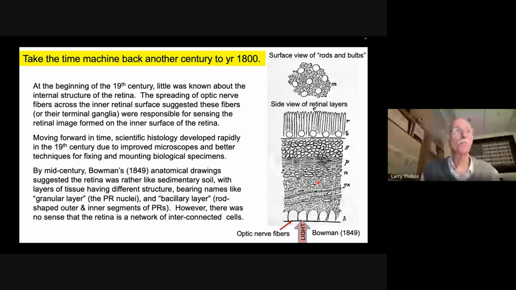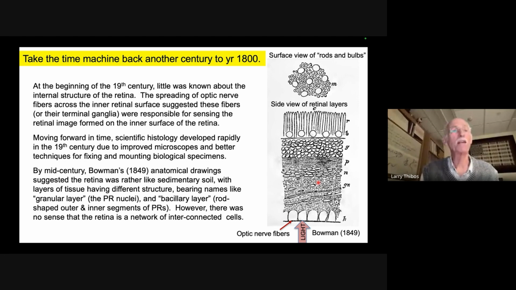Well, moving forward in time, scientific histology developed rapidly in the 19th century due to improved microscopes. The optical quality was improving rapidly, and there were better techniques being developed for fixing and mounting biological specimens, because in those early days, the anatomists were working with fresh tissue. It was notoriously difficult to work with. It was very thin and fragile, easily broken, impossible to work with. It really had to be fixed and made hard to be able to make progress in this field.